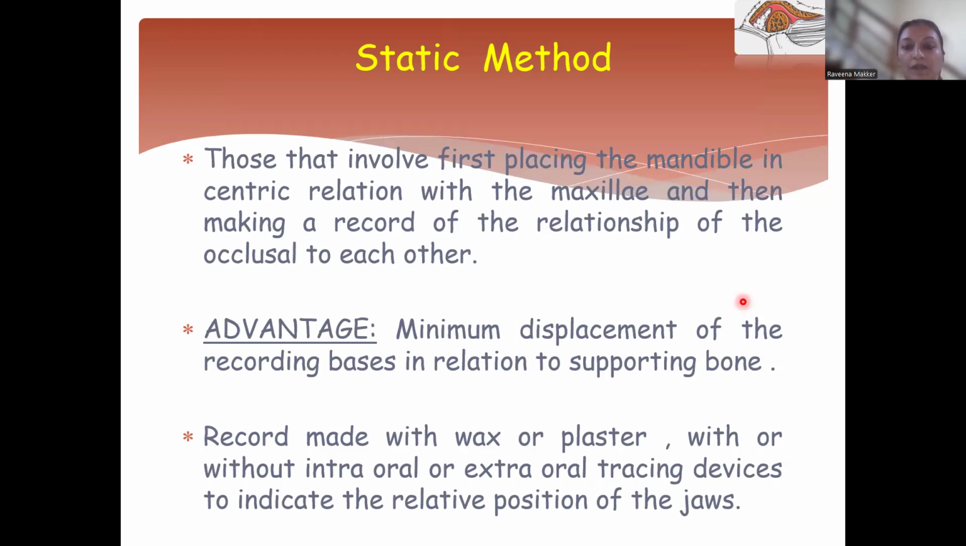Now we come on to the static method. Those that involve first placing the mandible in centric relation with the maxillae and then making a record of the relationship of the occlusal surfaces to each other. The advantage is that it causes minimum displacement of the record base in relation to the supporting bone. The record is made with wax or plaster, with or without extraoral or intraoral tracing devices to indicate the relative position of the jaws.